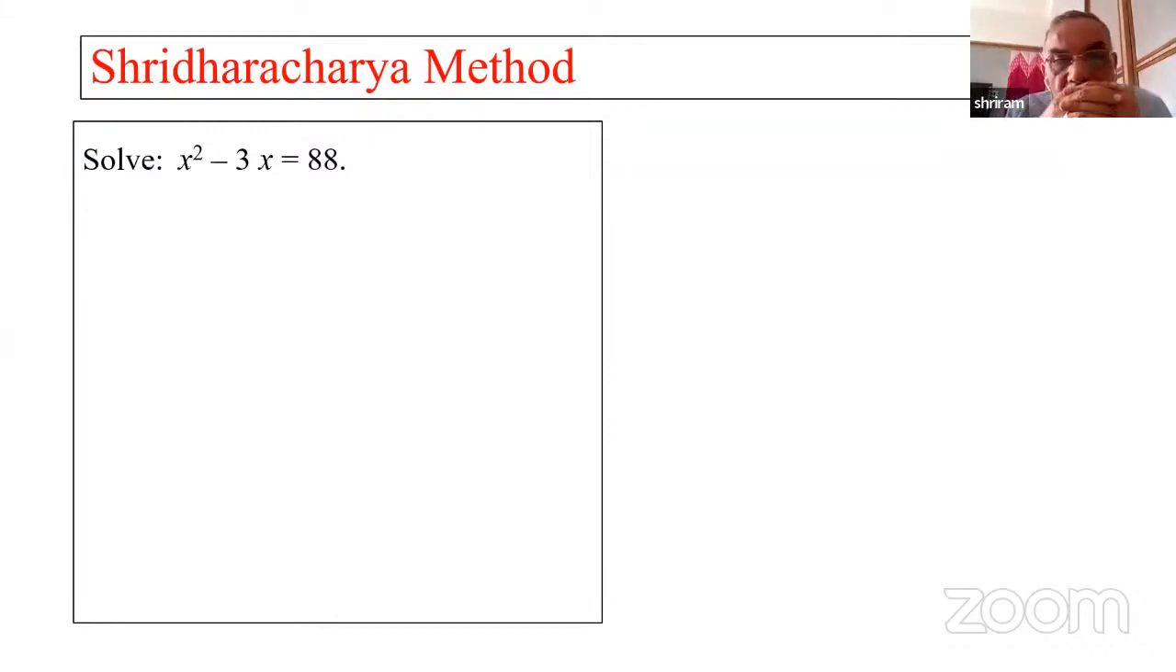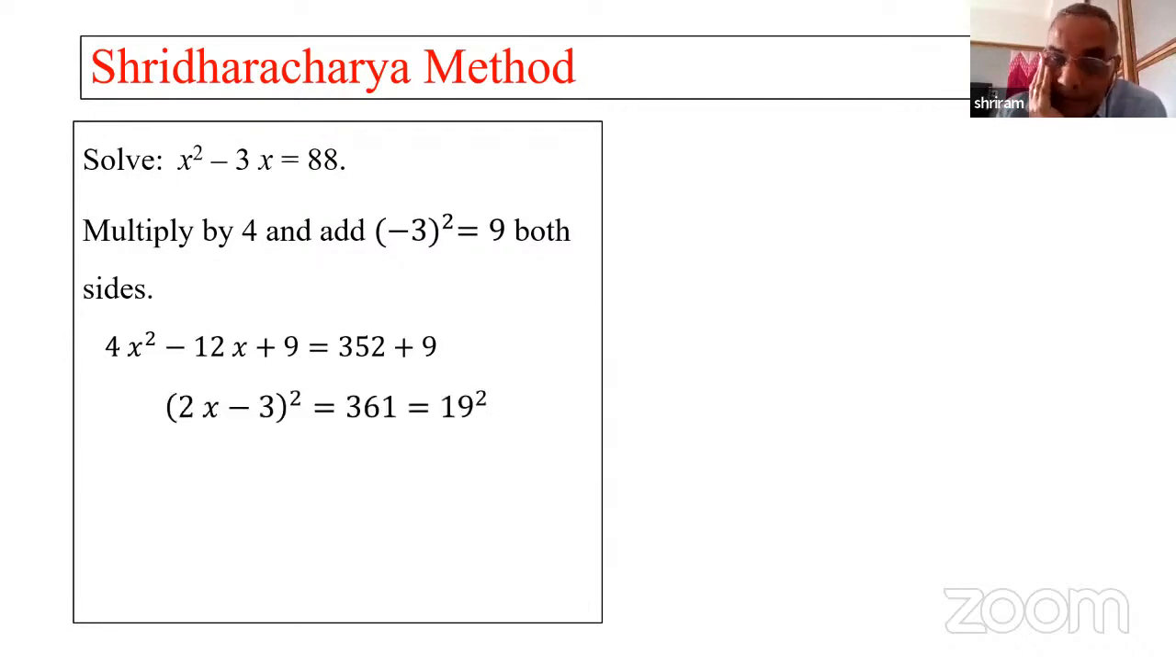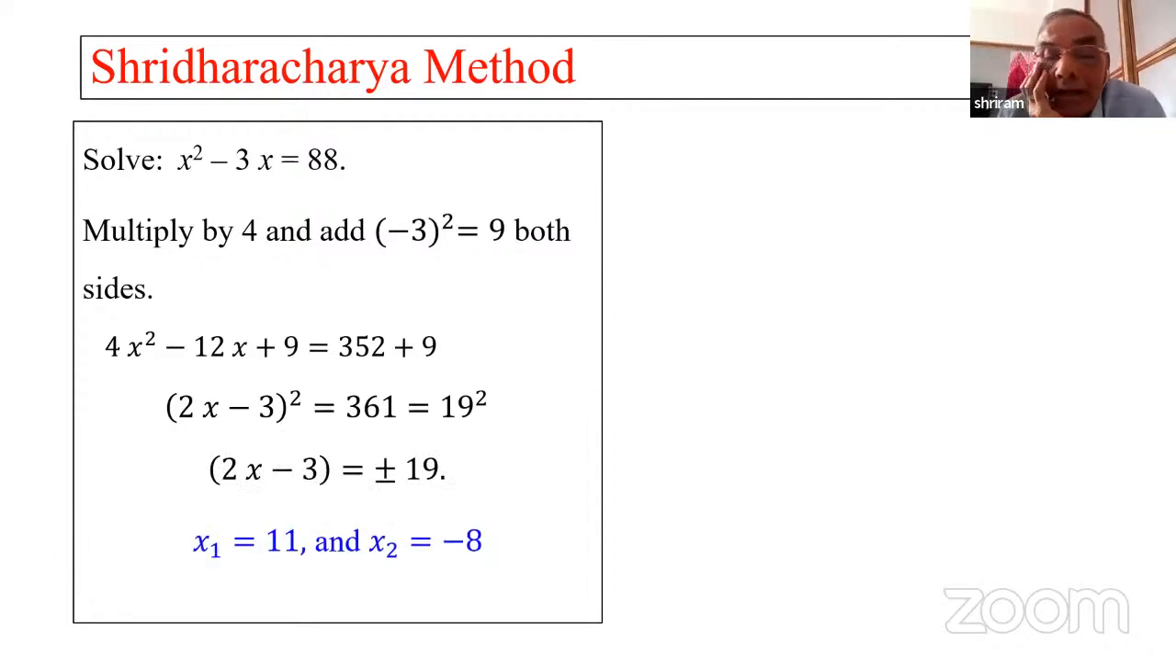x square minus 3x is equal to 88. Multiply by 4a, a is 1. So I have to multiply by 4, and then add minus 3 square, that is 9, on both sides. This will give me 4x square minus 12x plus 9 equal to 352 plus 9. 88 into 4 is 352. So 352 plus 9. The left hand side is a square, (2x minus 3) whole square, and the right hand side is 361 or 19 square. Again a perfect square. So 2x minus 3 equals plus or minus 19, and the two roots are 11 and minus 8.